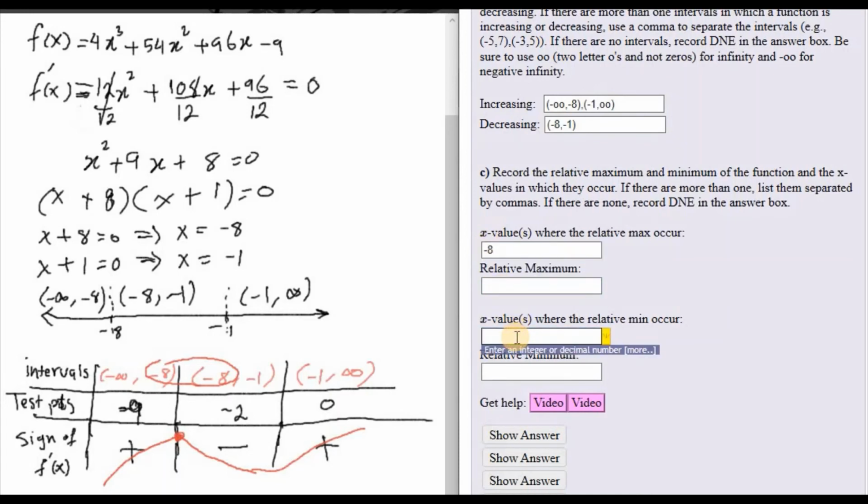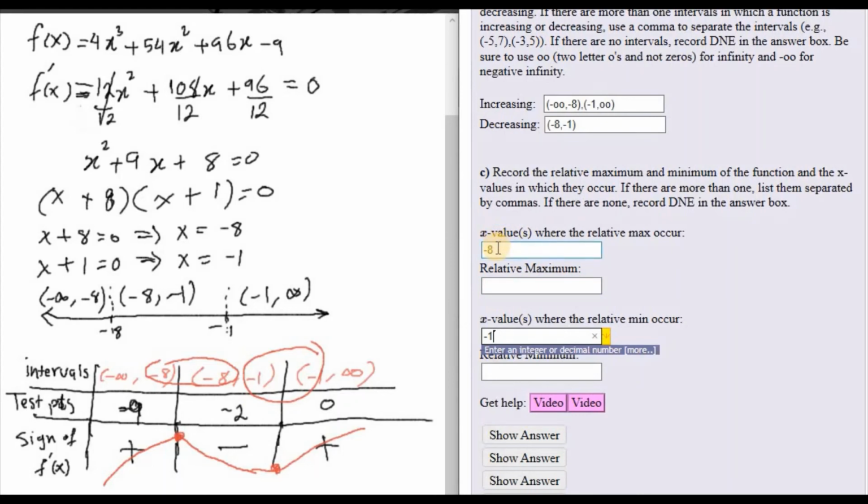Let me find the minimum and then we will find the relative maximum and the relative minimum. So the minimum happens when the function goes from decreasing to increasing, which is this point. And as you notice, it happens when x is equal to negative 1. So I'm going to say negative 1 here. Now I will need to find what is the relative maximum and what is the relative minimum. We know where it happens, but we don't know what it is.